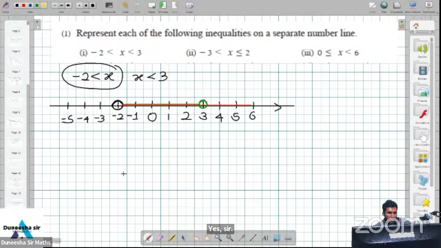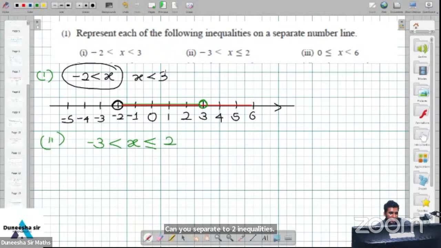If you understood that, can you divide -2 less than x less than or equal to? Can you separate it into two inequalities? Can you divide it in two, like I did earlier? Yes, sir. Okay. We can't think of it all at once. We have to separate it.